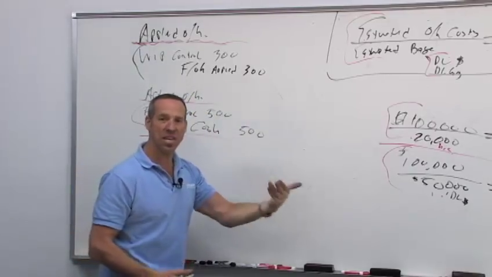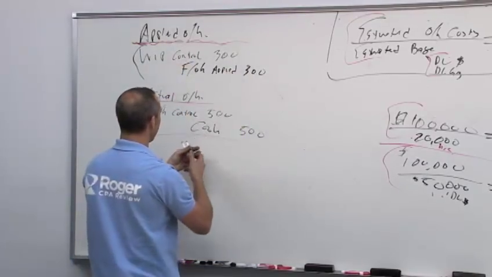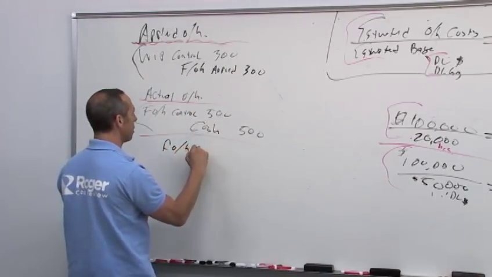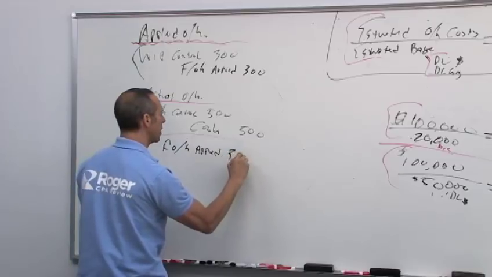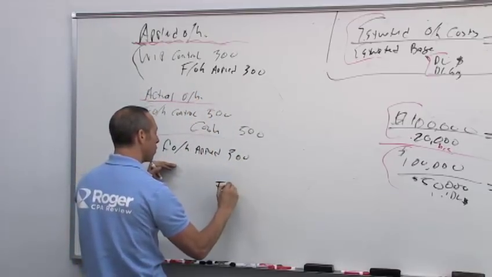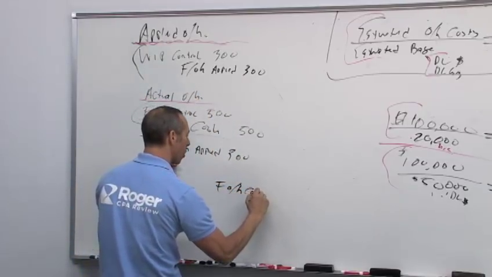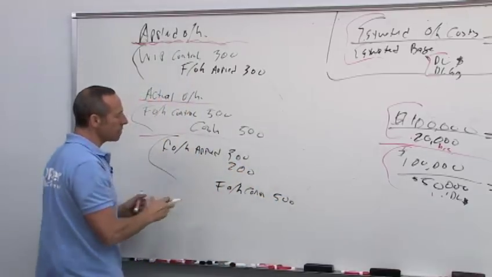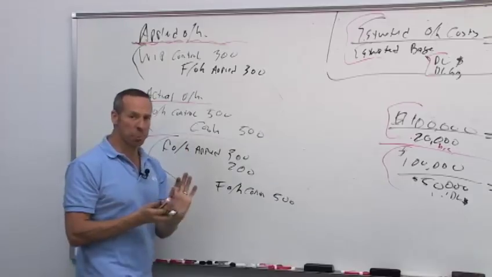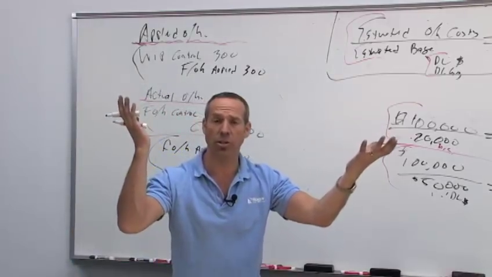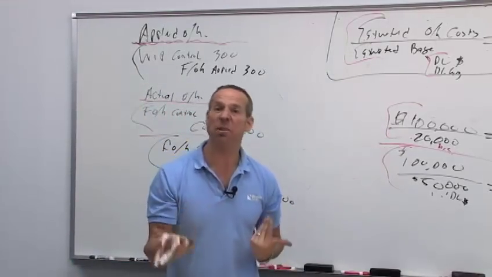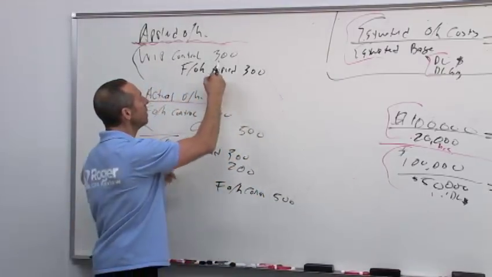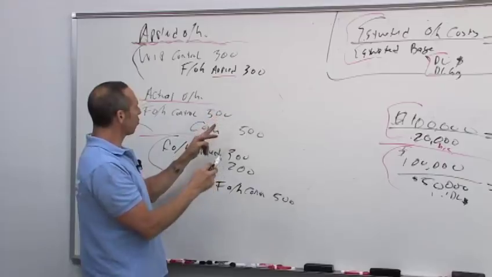At the end of the month, the end of the year, let's flip these out. What do I do? This is to close it out. I debit factory overhead applied for 300. Credit factory overhead control for 500. The difference is $200. What does it mean? I only applied $300 for electricity, rent, and insurance, but it really cost me $500. So we're going to call that over or under applied. In this case, I applied $300, but it really cost $500.